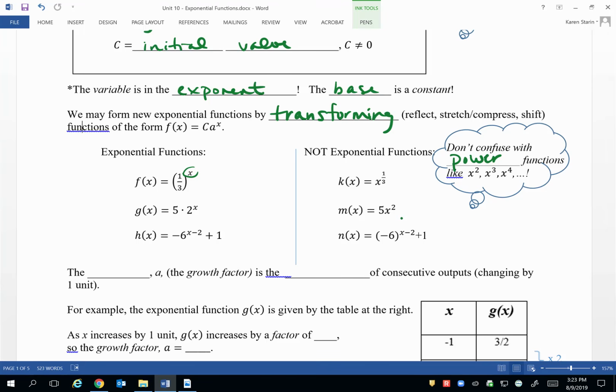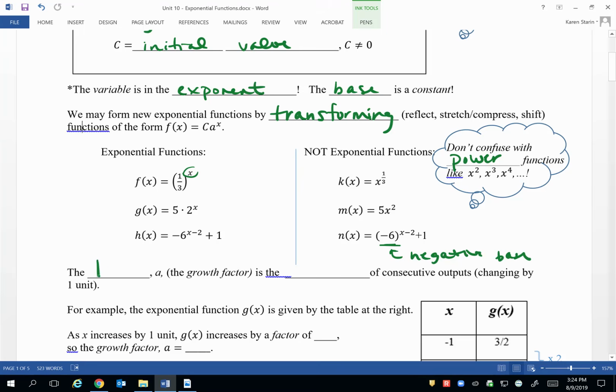And n of x, which is negative 6 times negative 6 to the x minus 2 plus 1. Well, why is this not an exponential function? Because c, the initial value, is okay, but a, the base, is a negative base. So this is not an exponential function. So this is a negative base.